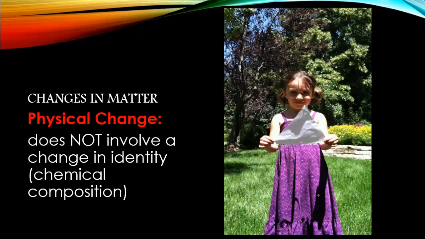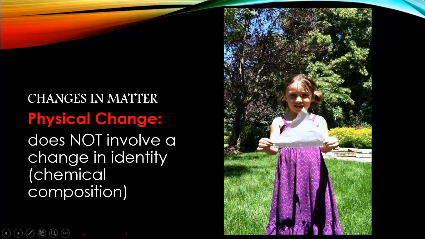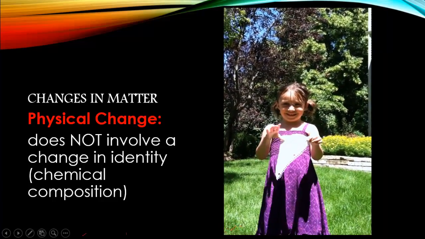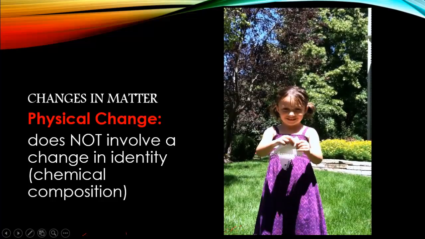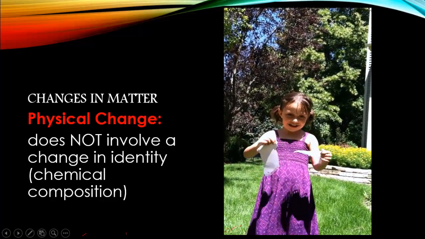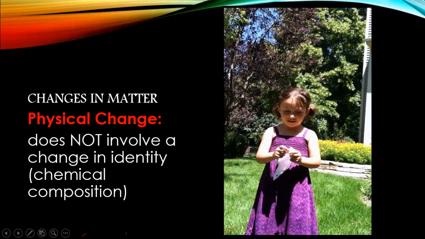Changes in matter. First change is a physical change. Physical change does not involve a change in identity, such as chemical composition. It's not going to change how it is physically made. It may look different, but it does not change what it is made of. So let's have my daughter here show you a quick physical change. This is the physical change. Jump! Jump! Look inside!